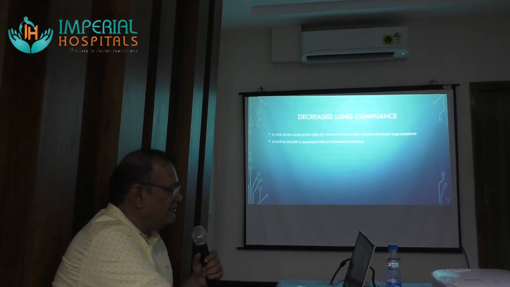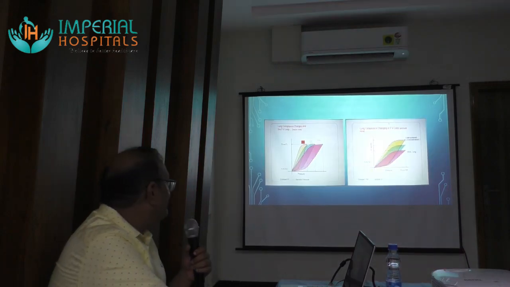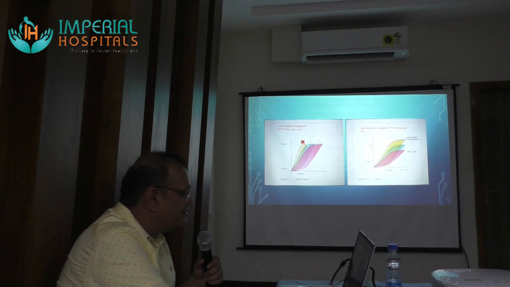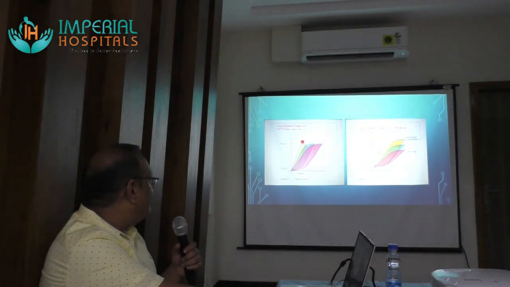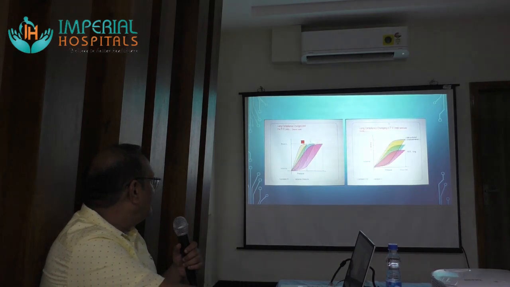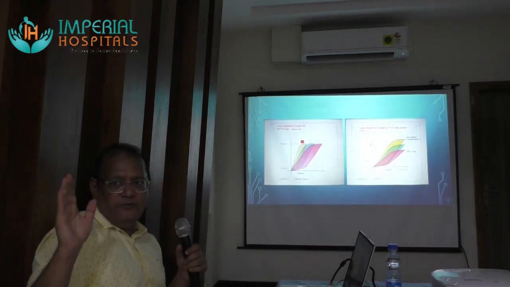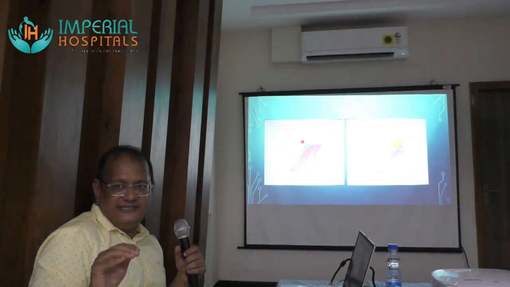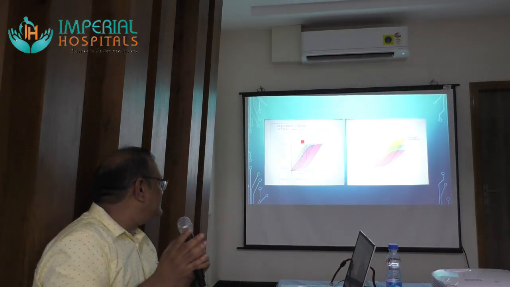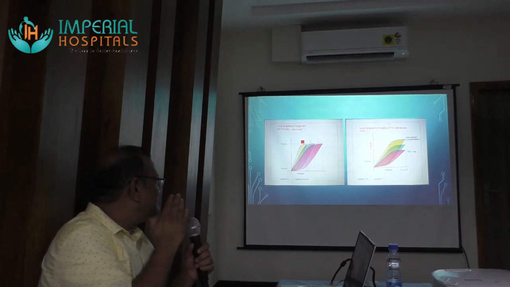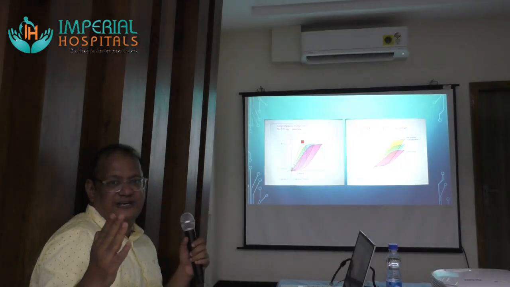A shift of the curve to the right in the pressure volume loop indicates decreased lung compliance, and a shift to the left means increased compliance. So lung compliance changes are graphically represented, right? There are two modes, either volume control mode or pressure control mode. In volume control mode, the set tidal volume that has to be delivered is fixed. So if compliance has decreased, you'll see that the graph moves towards the right.